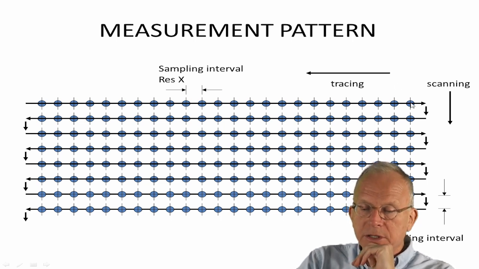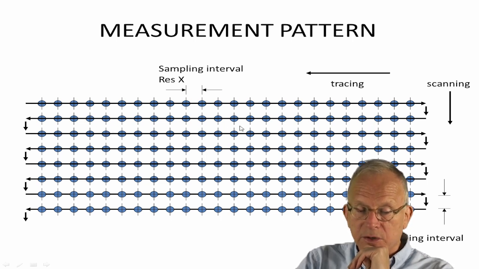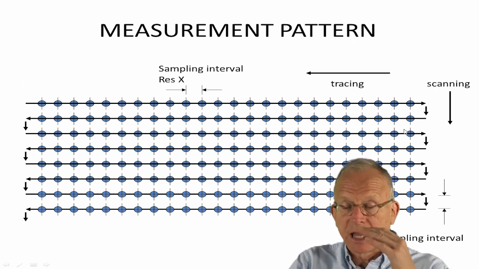This is what we call the tracing direction, because this kind of instrument traces over, then indexes. Whoops, it's indexing over here. It traces over again and indexes and returns over here. So it traces in this direction and scans in the other one.